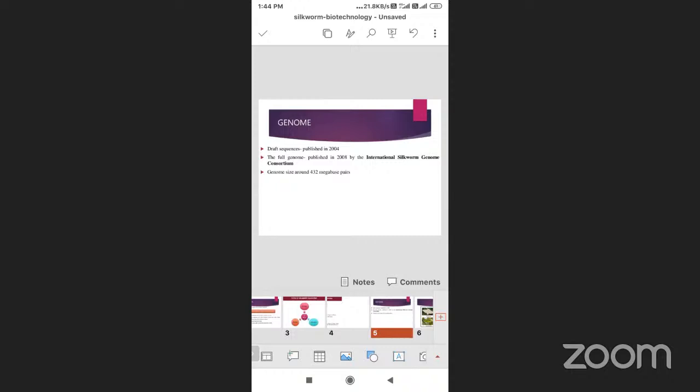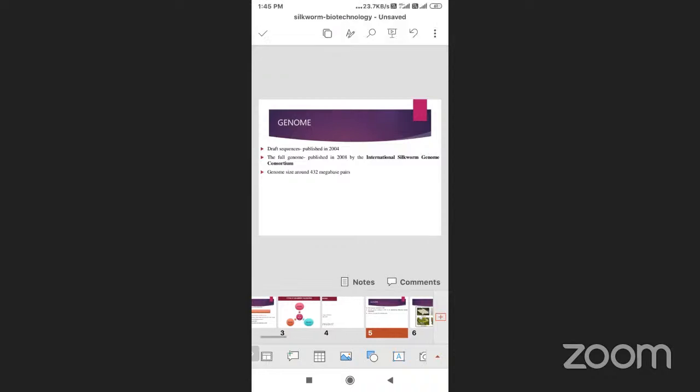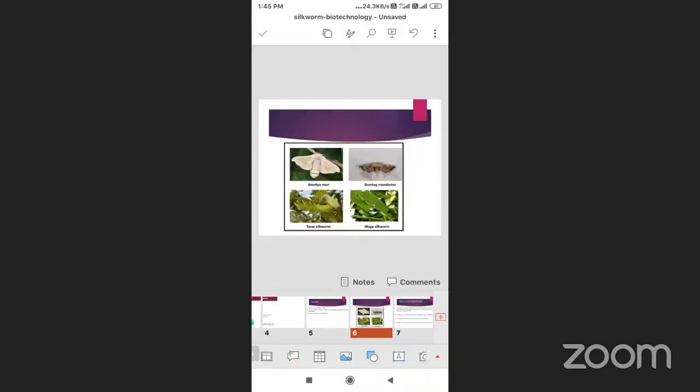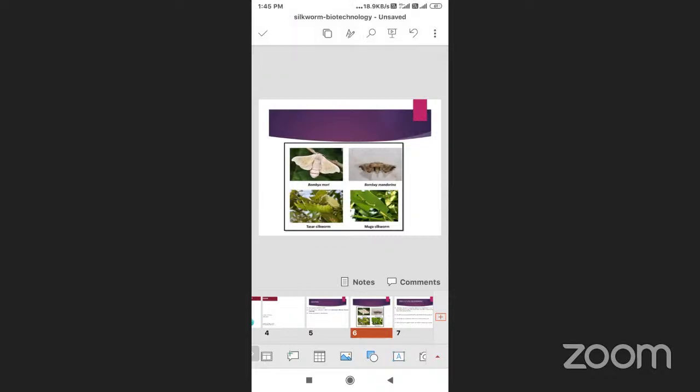Next, the genome of this silkworm was first sequenced in 2004, but the sequencing was completed by 2008. The total genome size of this silkworm is 432 mega base pairs. In this diagram, you can see different types of silkworms: Bombyx mori, tassar, munga, and Bombyx mandarina. These are the different types of silkworms, or silk moths.